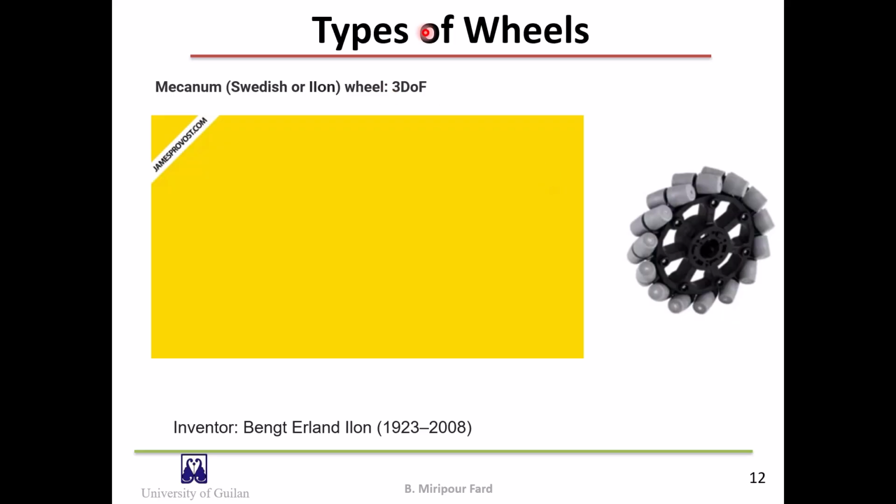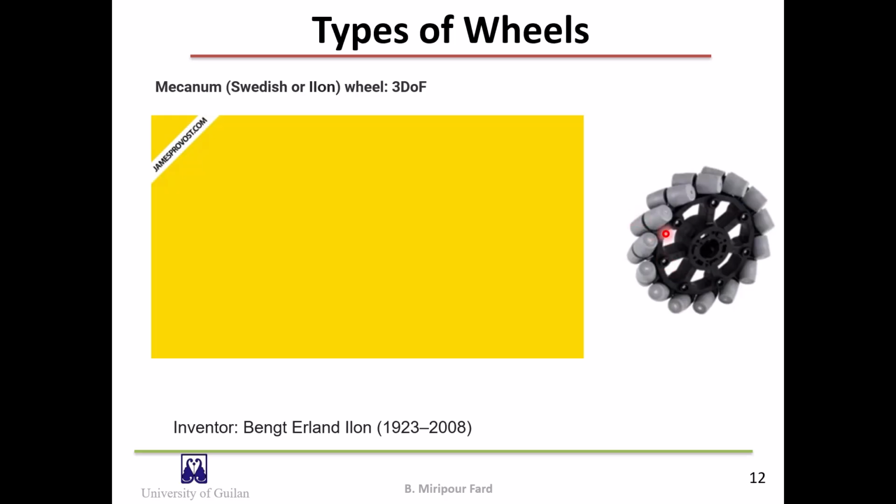The mecanum wheel, which is sometimes called the Swedish wheel or Ilon wheel. Ilon is the inventor of this kind of wheel. It is a design that is less constrained by directionality than the conventional standard wheel. It has a series of external rollers attached to the whole circumference of its rim.